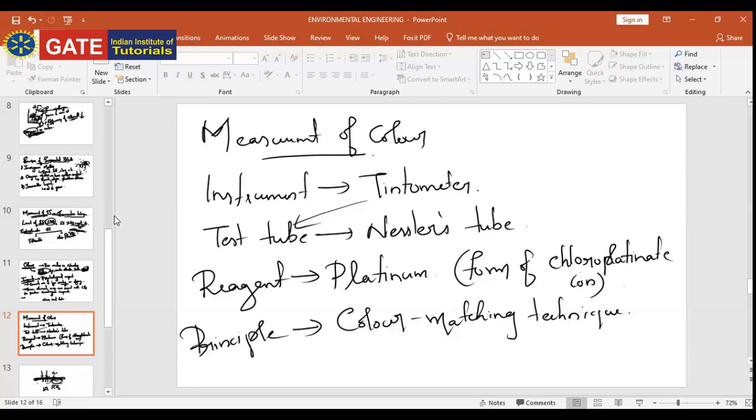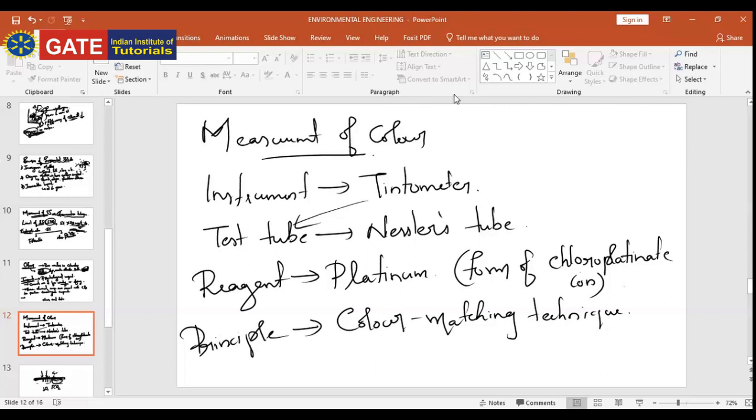So that is about measurement of color. Clear with it now? So now we know what color is, how color is imparted into water, what the problems of having color in water are, and how color can be measured. The instrument used is the tintometer. The tintometer has a tube inside it called the Nessler's tube. We use the reagent platinum in the form of chloroplatinate ion. And the principle behind the testing is the color matching technique.